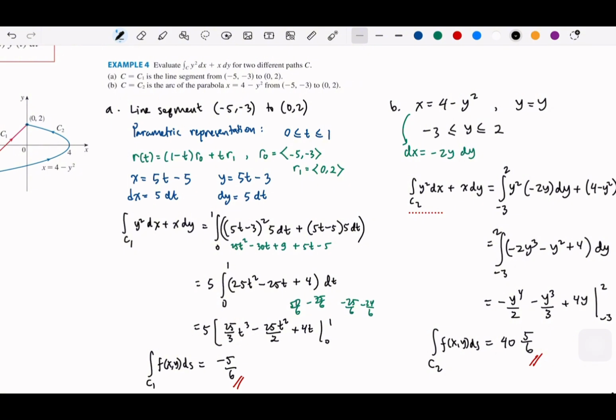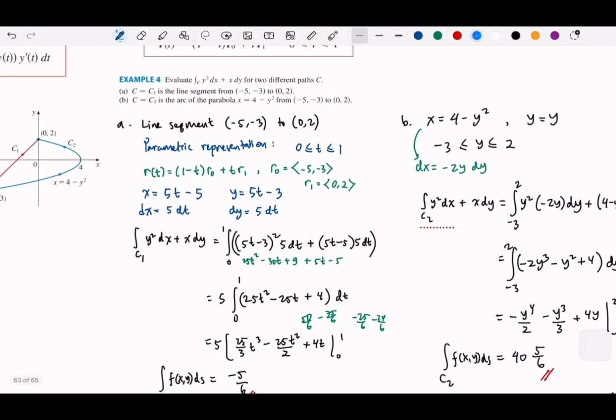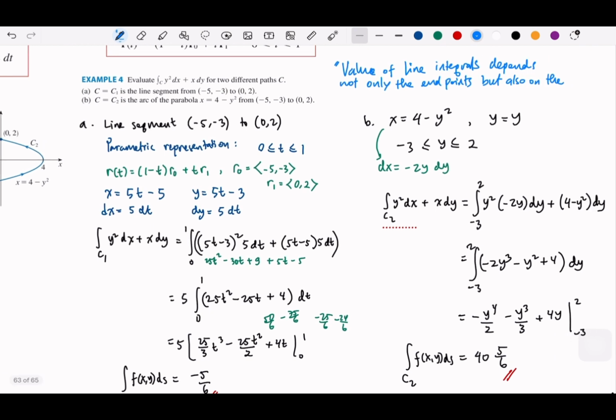So let me write here: the value of line integrals depends not only on the endpoints, but also on the path.